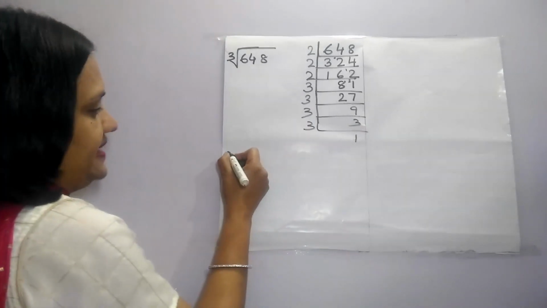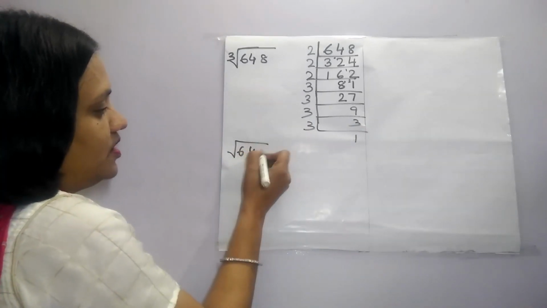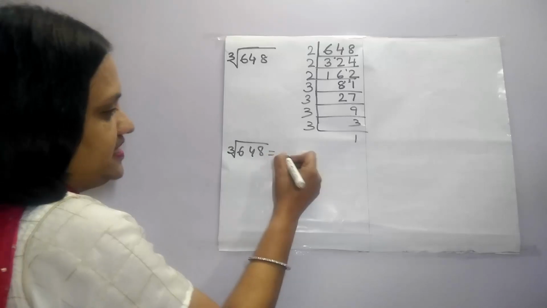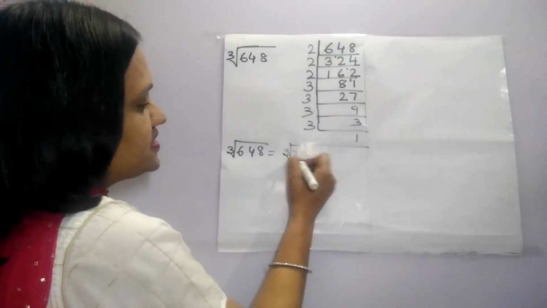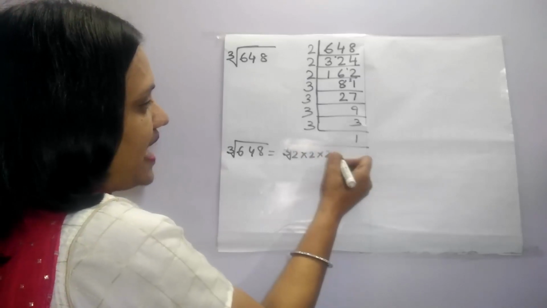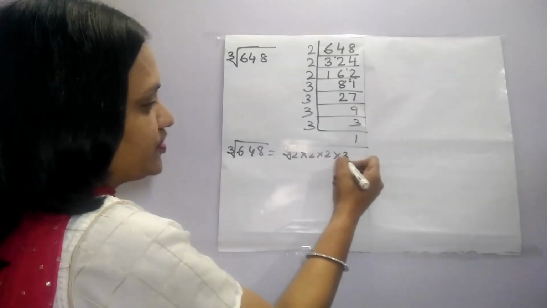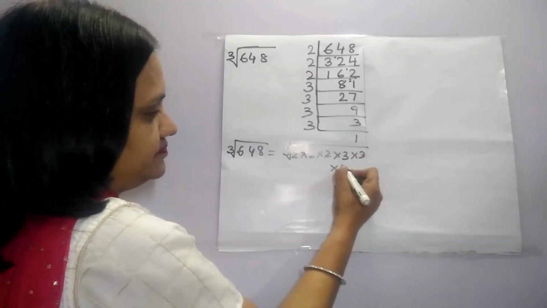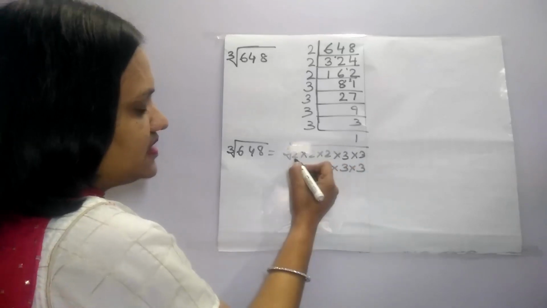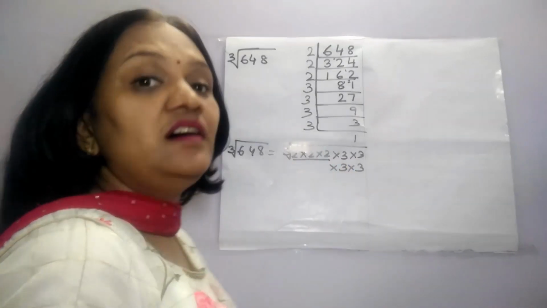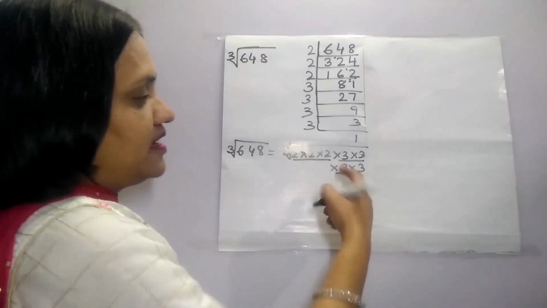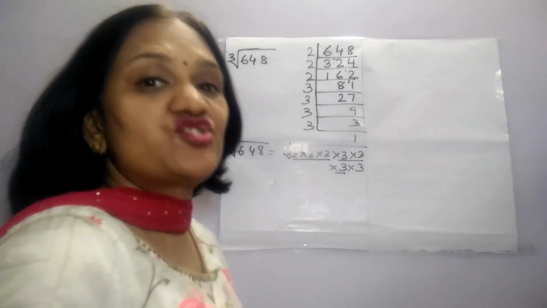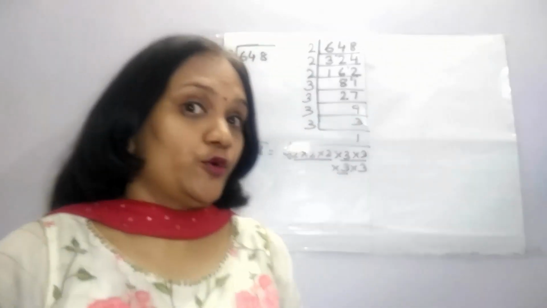So we are getting cube root of 648 equal to cube root of, there are 3 twos and there are 4 threes. The 3 twos make a group and these 3 threes make another group.